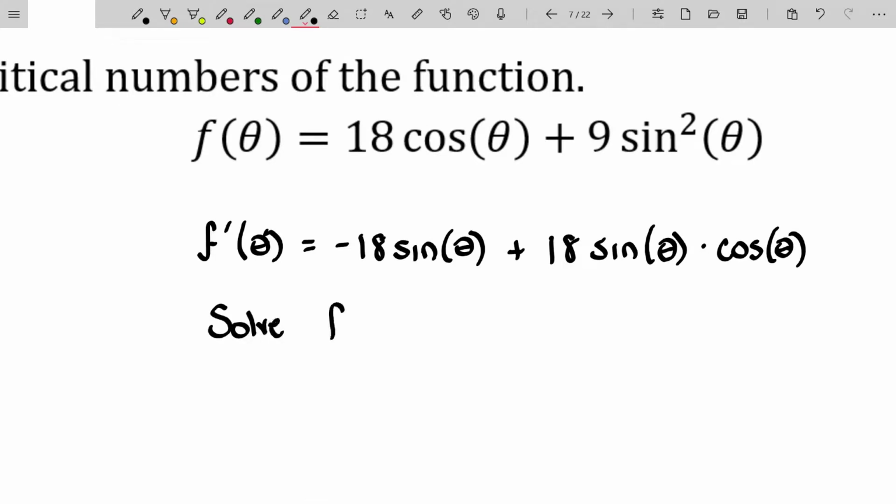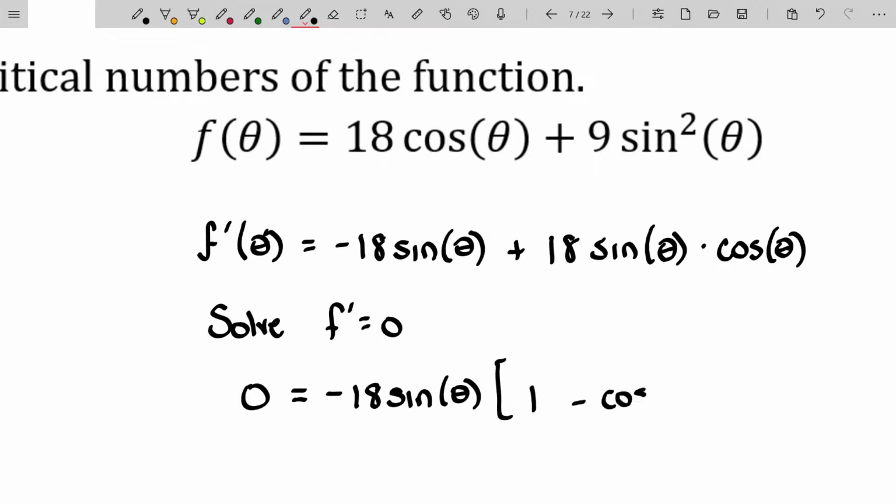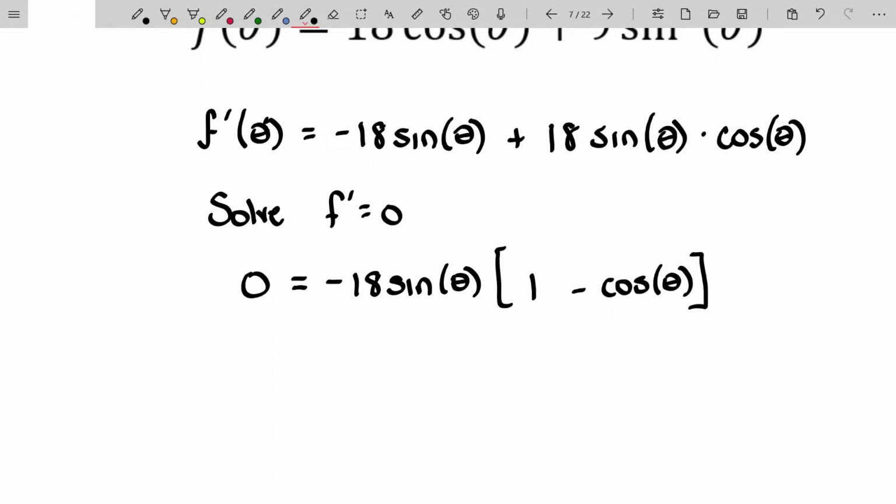We're going to solve f prime equals 0. We're going to find out how that becomes 0. You can see that both terms on the right hand side involve an 18, which I'm just factoring out, a negative 18 sine of theta. And I'm left with a 1 minus cosine of theta. So the real question is, when is sine of theta equal to 0?